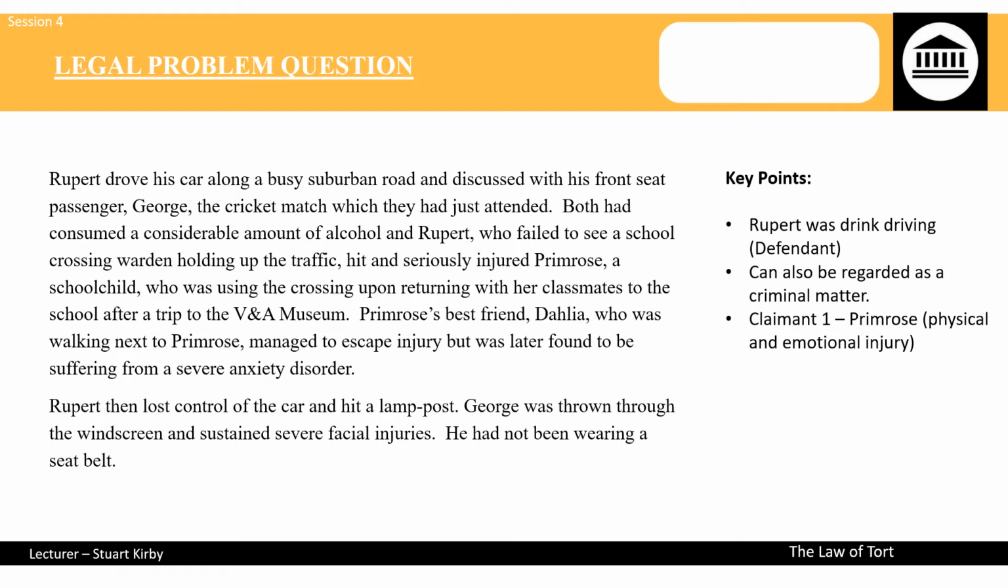In this case, obviously it's a civil claim, because as well as it being a criminal matter, Primrose here has been physically and emotionally injured, has the right to make a claim through the civil courts, and that's what she's doing here. She's regarded as claimant 1. Then we've got claimant 2 there, Dahlia, who's talking about severe anxiety disorder, or has been suffering from severe anxiety disorder. And George comes up as a claimant as well, because George was a passenger in the seat and he's claiming that he has severe facial injuries.